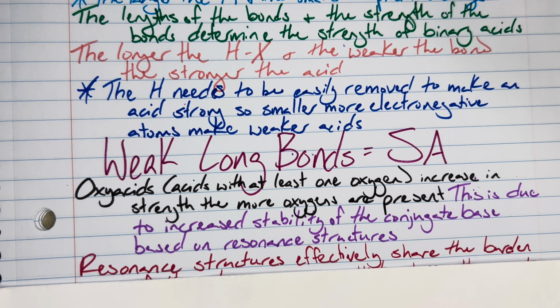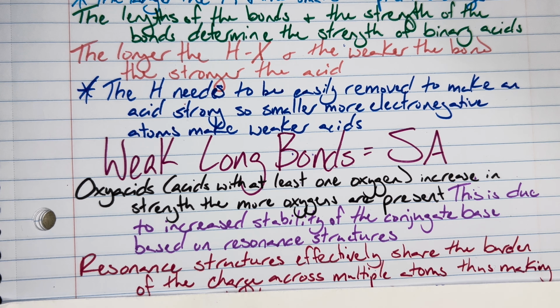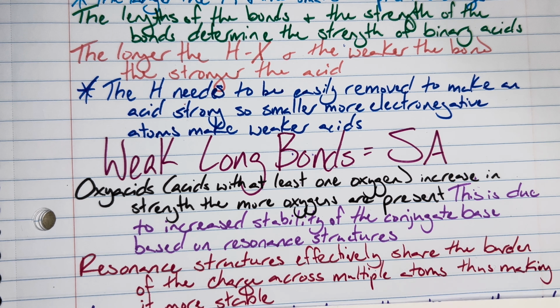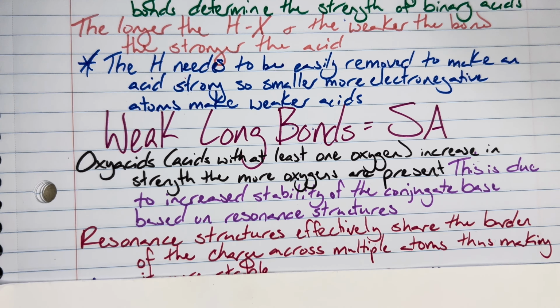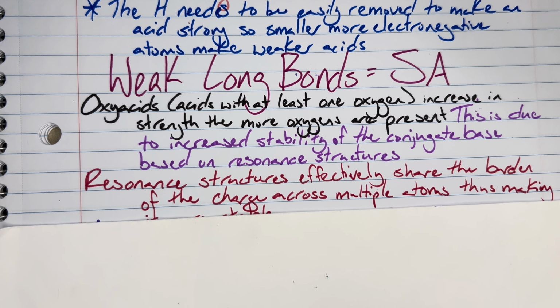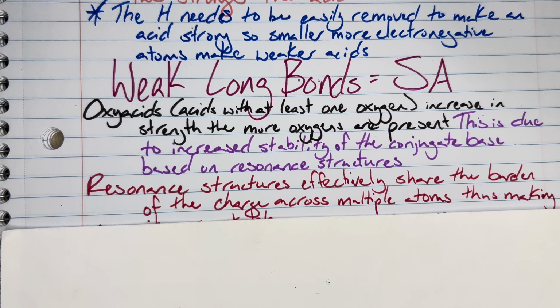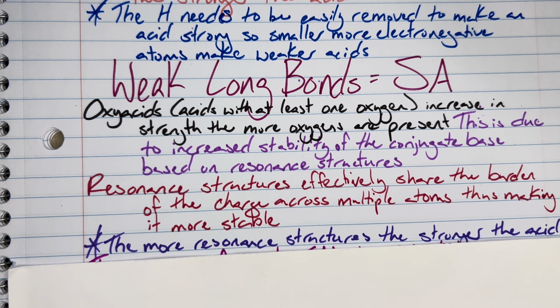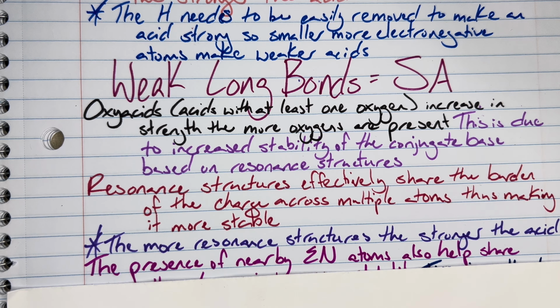Resonance structures effectively share the burden of the charge across multiple atoms, thus making the base more stable and thereby making it easier to form and a stronger acid overall. So the more resonance structures, the stronger the acid will be.